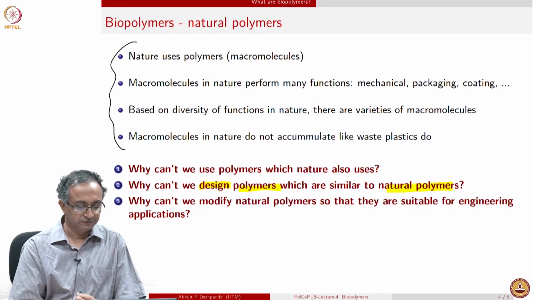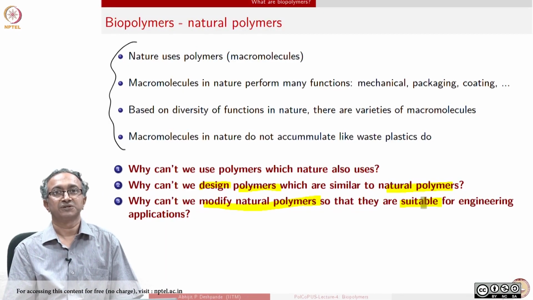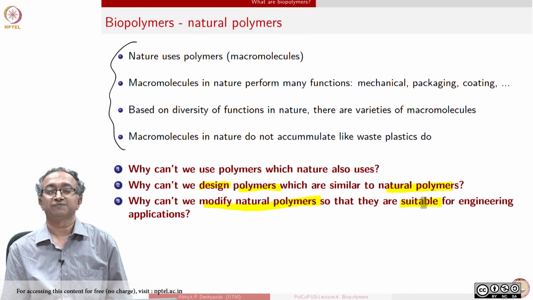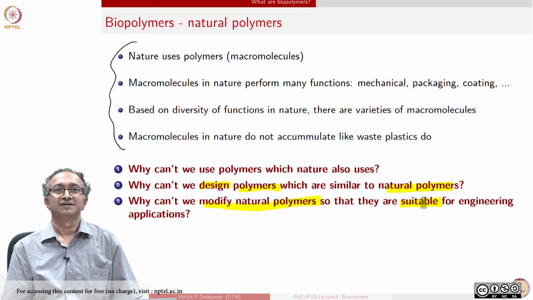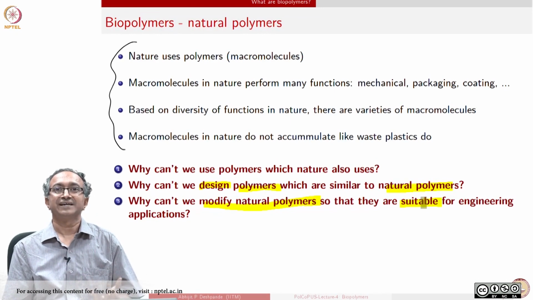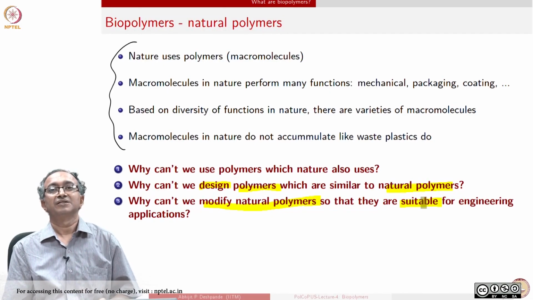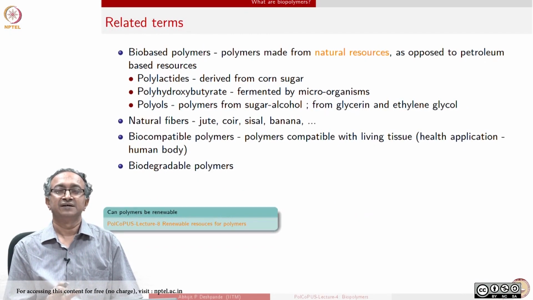And one more approach which we could take is, can we modify the natural polymer so that they become suitable for the engineering applications that we want? So, this is a very useful set of pointers for us to think of a new set of polymers that might help us take care of some of the issues related to sustainability of polymers. In this case, the raw materials that are required for polymers may also be part of the natural cycles, and since they are based on the physics and chemistry of natural systems, they are likely to become part of the biogeochemical cycles. So, just to pause and look at related terms to these biopolymers.